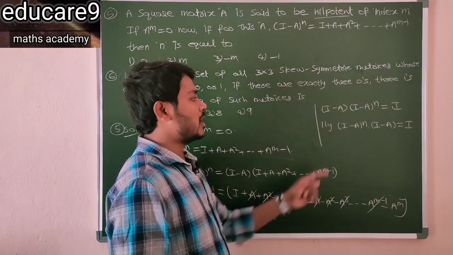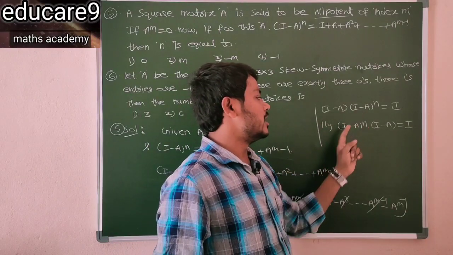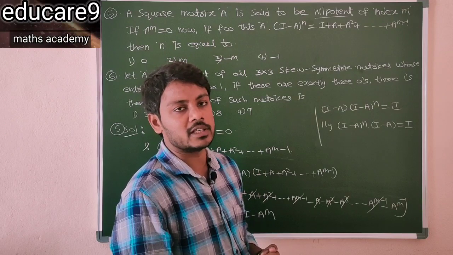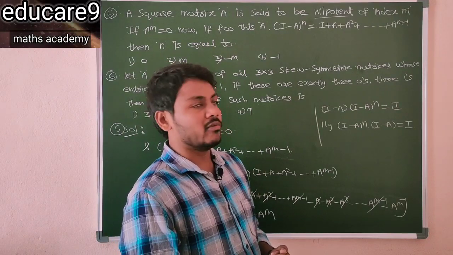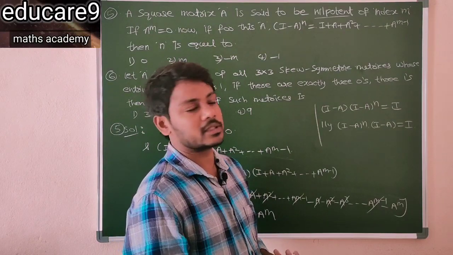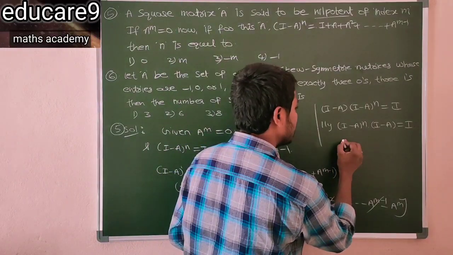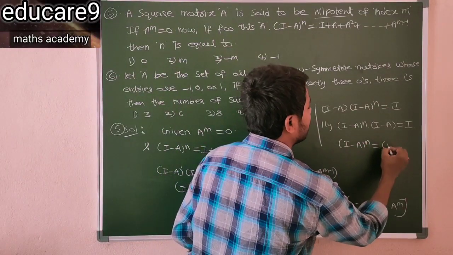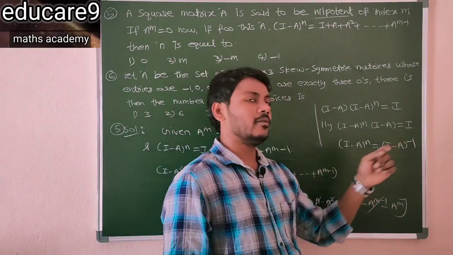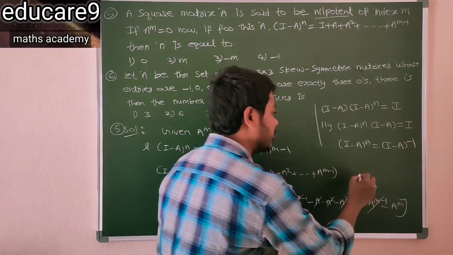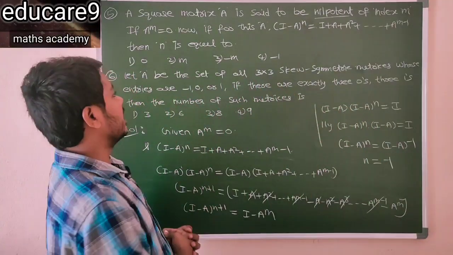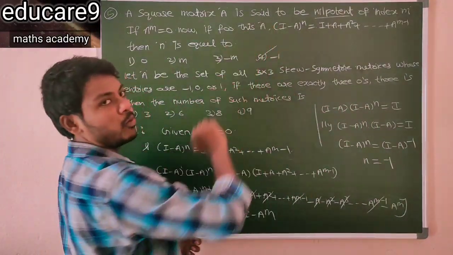So clearly in the form of AB is equal to BA is equal to I. So clearly by definition of inverse, A is invertible and B is equal to A inverse. Therefore clearly from this (I - A)^n is equal to what? (I - A)^(-1). Therefore what is the n value? Minus 1. So clearly option 4.